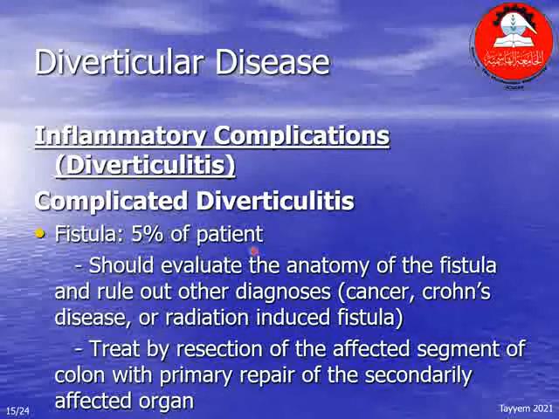Fistula happens in about 5% of patients, and the fistula should be evaluated by imaging and colonoscopy, A, to evaluate its anatomy, and B, to exclude other disease conditions such as cancer or inflammatory bowel disease such as Crohn's. The treatment is usually surgical by resection of the affected segment and repair of the secondarily affected organs such as small bowel or bladder or vagina.